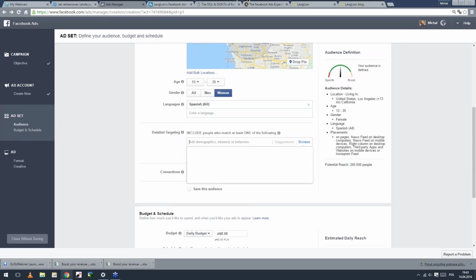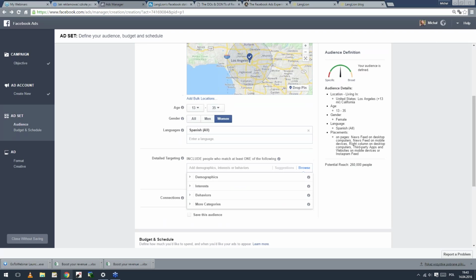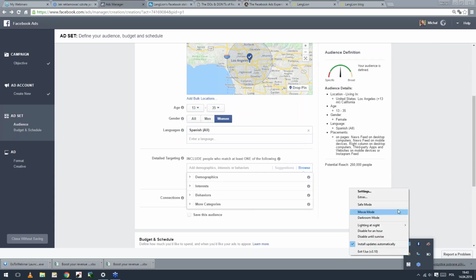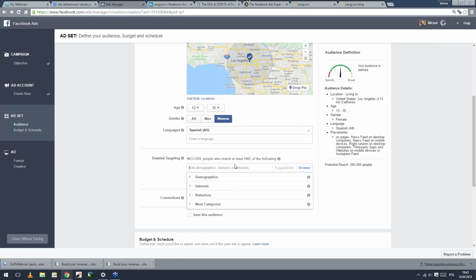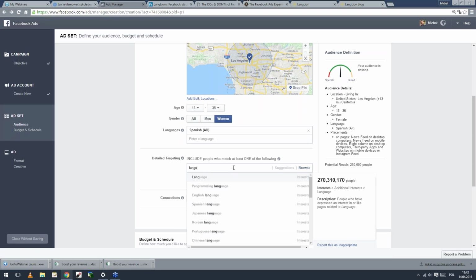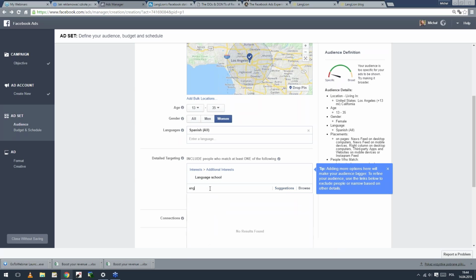Now, including some detailed targeting. This is very important. You can choose many things, from demographics to interests, behaviors, and different categories. Sorry for a second. Okay. For example, somebody is looking for a language school. Maybe language school is not the best interest, but why not? For example, English culture.